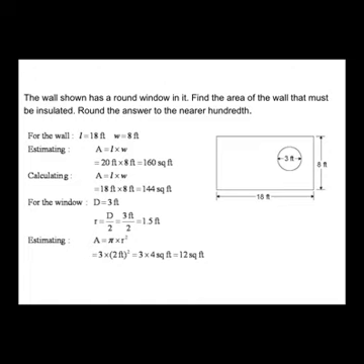In this example, the wall shown has a round window in it. We need to find the area of the wall that must be insulated. We know the length of the wall is 18 and the width is 8. So 18 times 8 is 144. Then we have to find the area of the window because that has to be subtracted from the wall. We find the area of the window is 12 square feet, so we take 144 minus the 12 square feet of the window, and we come up with the amount of wall that needs insulating, which is 132 square feet.